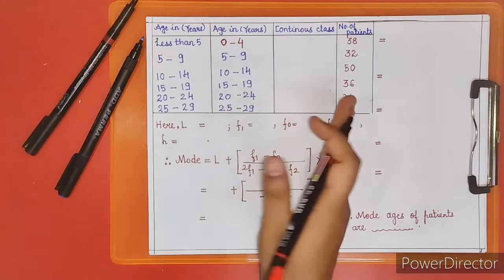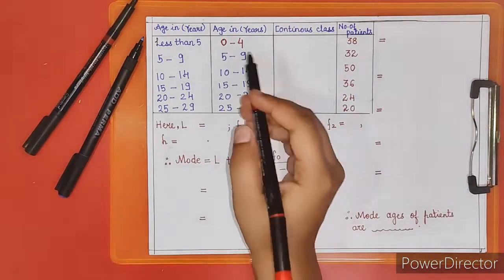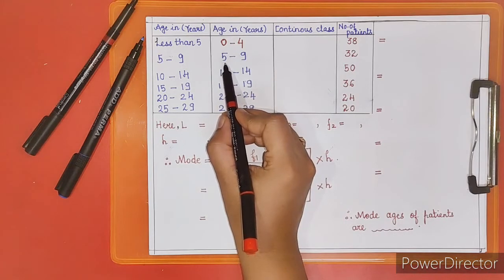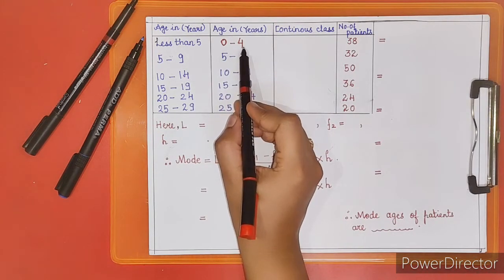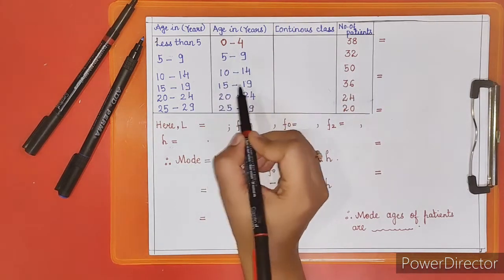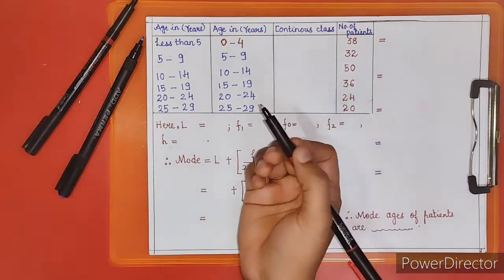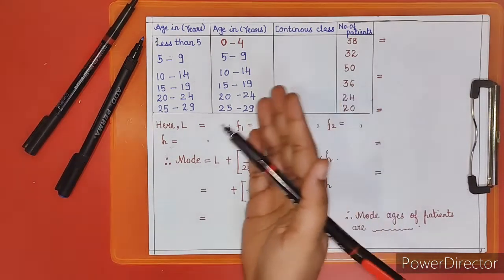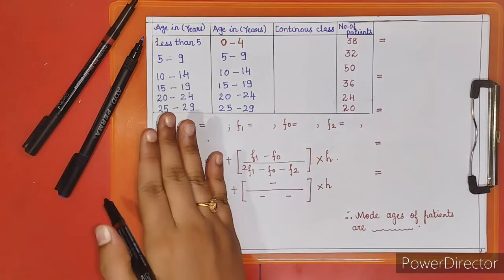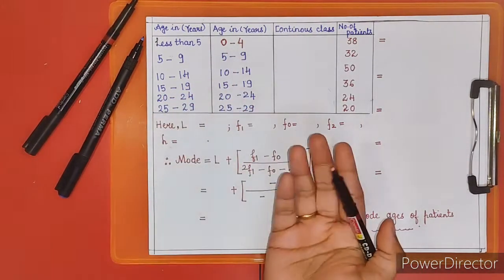Now you can make a continuous class in the same way. I have taught you how to make a continuous class. The lower limit of the second class minus the upper limit of the first class. So 5 minus 4 is 1, divided by 2. So what is the half of 1? Half of 1 upon 2 is 0.5. So in the same way you have to deduct 0.5 from the lower limit and add 0.5 to the upper limit.